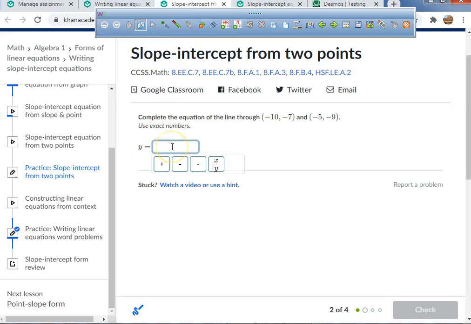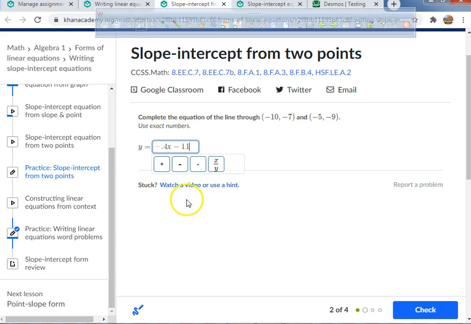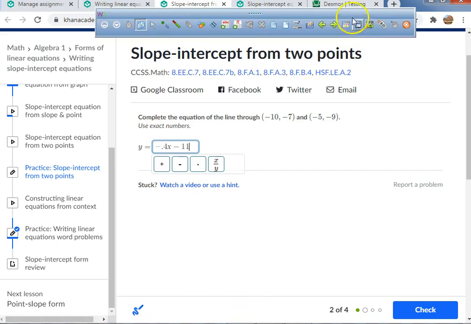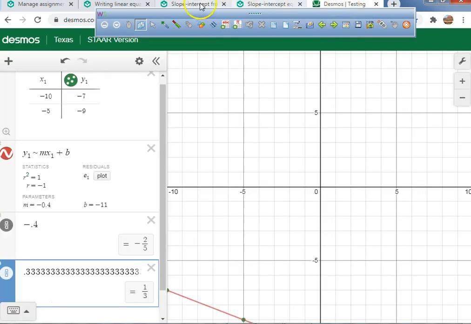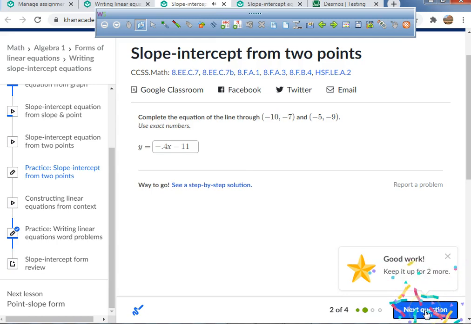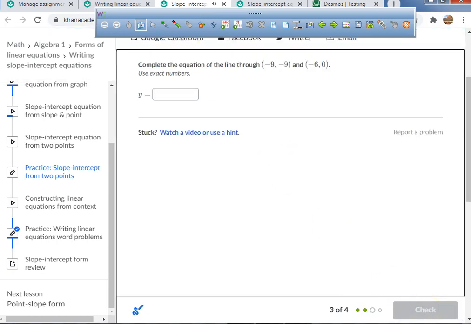So -2/5 x. I'll go and do -0.4 because that will still work. All right, minus. It says use exact numbers. Those are exact numbers still. And it was -11, I think. Yeah. All right, so I'm not going to do any more there.